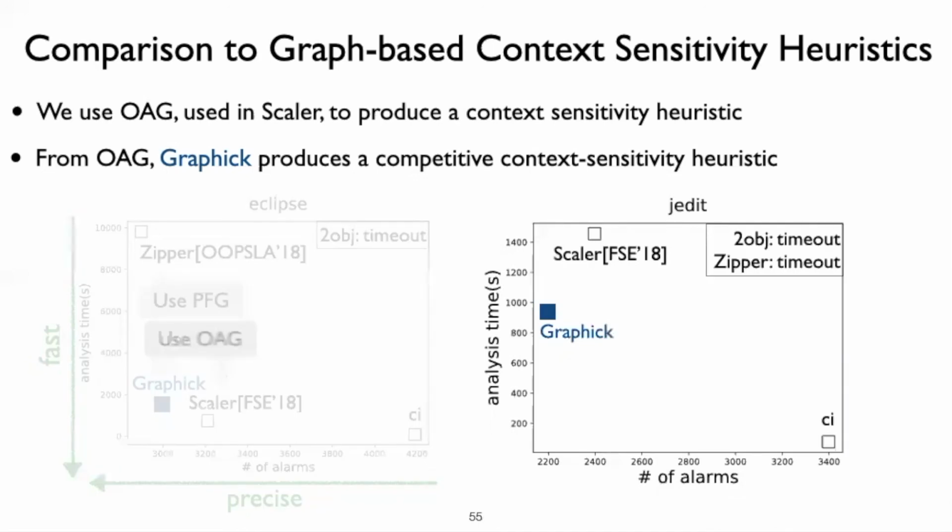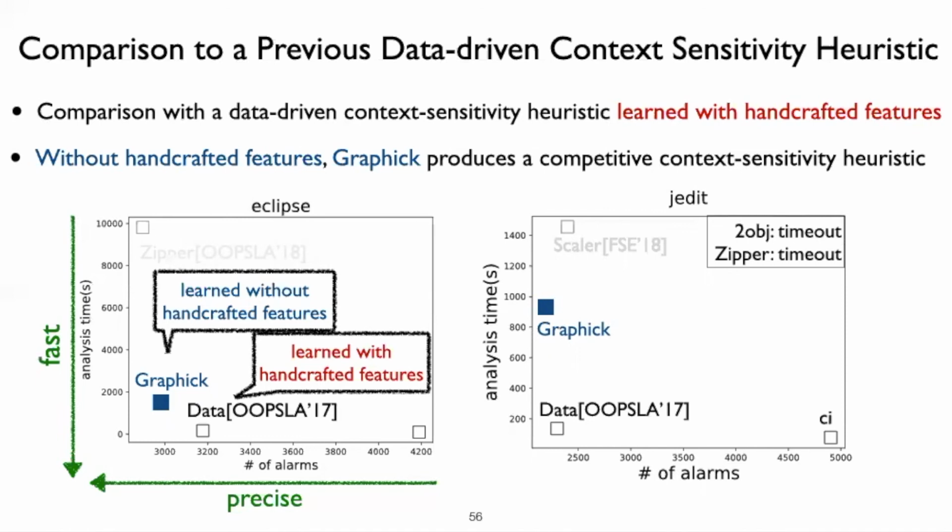For the program JEdit, Graphick performs the best. It is even more precise and scalable than Scaler, and Zipper is unable to analyze the program within the time budget of 3 hours. We also compare Graphick with Data, a previous machine learning-based context sensitivity heuristic with pre-designed features. Although there are no such pre-designed features, Graphick successfully generates a competitive heuristic. In our evaluation, Graphick consistently shows far better precision than Data.